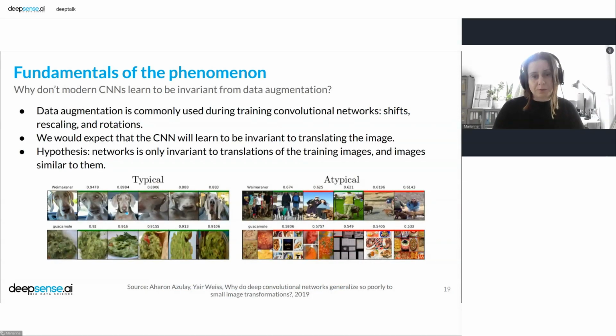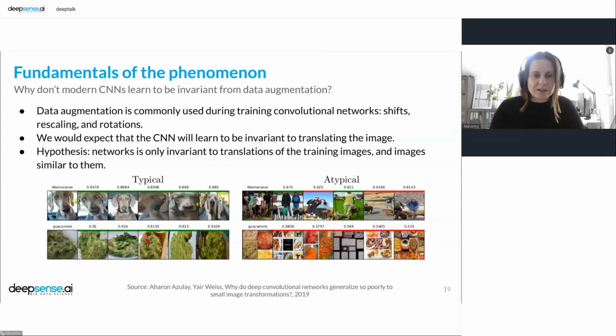But there is one more thing to talk about. Data augmentation is used during training of convolutional neural networks, and any input image can be seen by the network at different shifts, rescalings, rotations, crops. So we would expect that the CNN will learn to be invariant to translating the image. One possible answer to this is that the network only learns to be invariant to translation of the training images. And there is nothing in the training laws to make it learn invariance to translation of any input image.